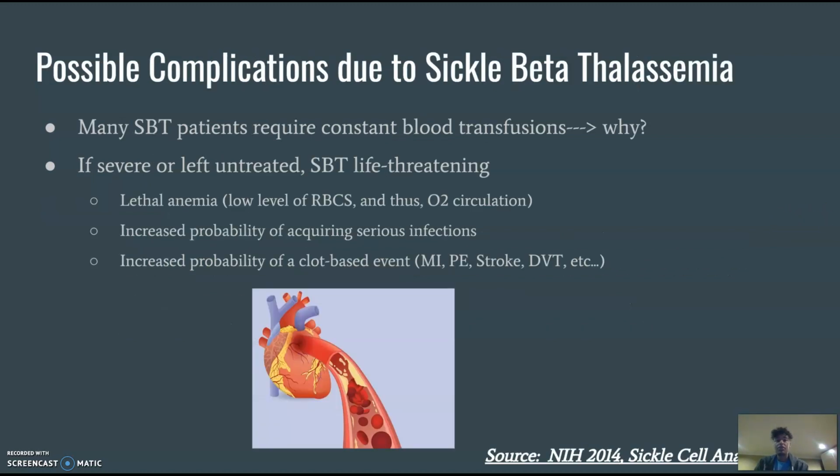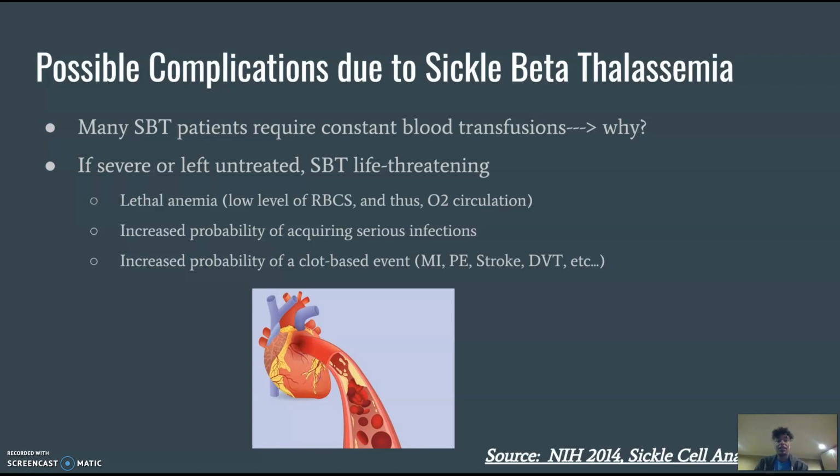So possible complications due to this sickle beta thalassemia, many patients require constant blood transfusions, and the reason for this is because they don't have that normal functioning hemoglobin. So what the blood does, the outside donor blood, is infused into their system to try to provide a new flush of healthy hemoglobin and healthy red blood cells to try to help that oxygen production and circulation throughout the body. And so if it's severe or left untreated, this sickle beta thalassemia can be life-threatening.